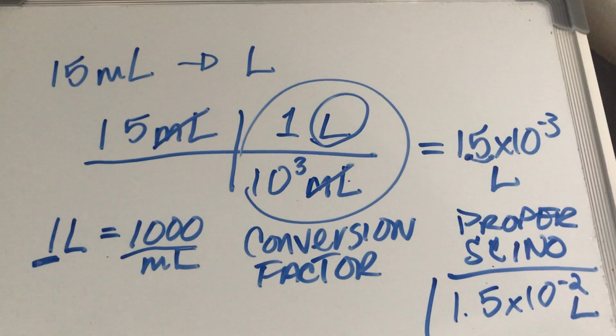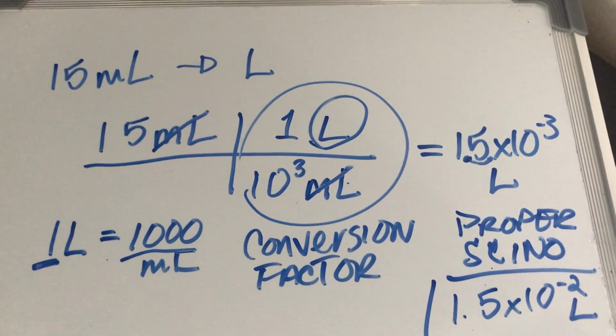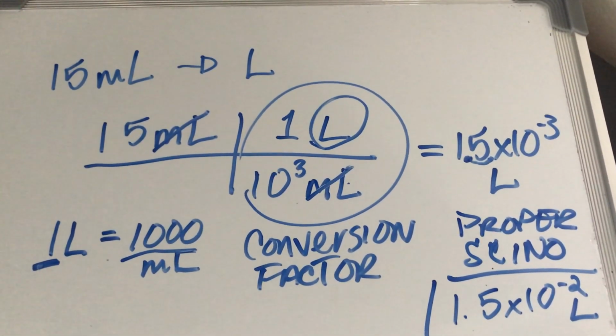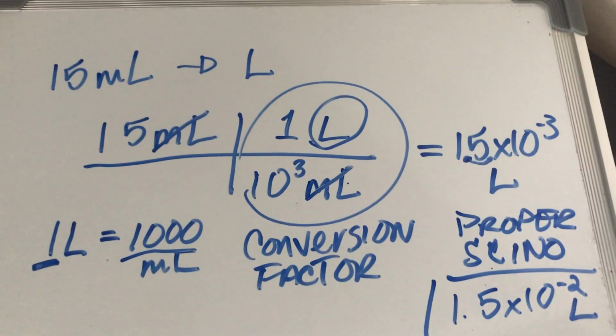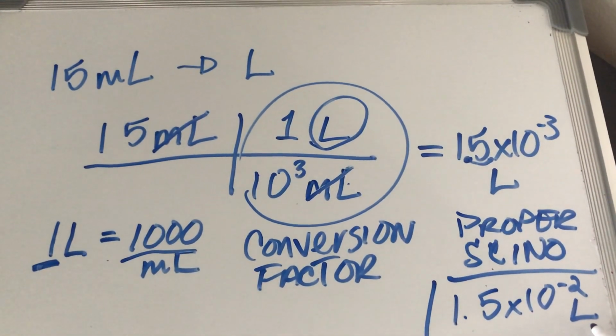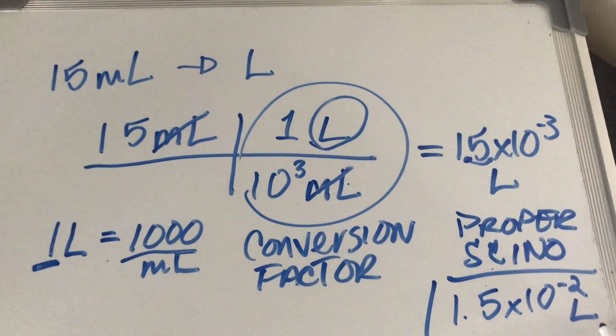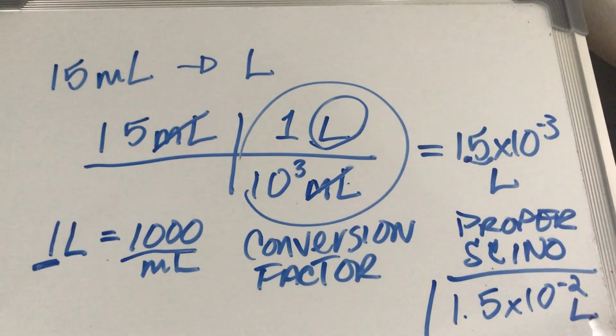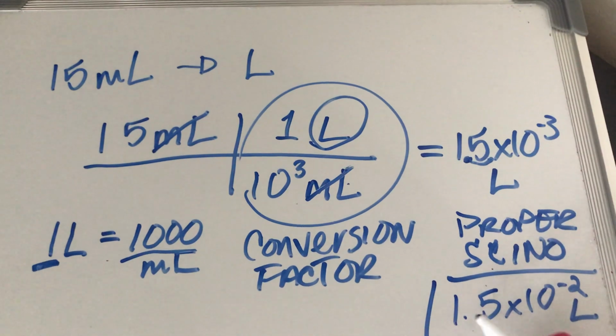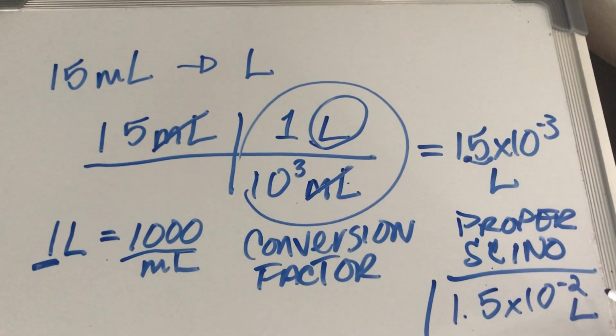For the liters symbol, it would go at the very end of the entire scientific notation, correct? Yes, exactly. Right here. That's another thing: students sometimes will put the 1.5, then the liters, then the times 10 to the negative 2. You want to put 1.5 times 10 to the negative 2, and then liters. Great question.